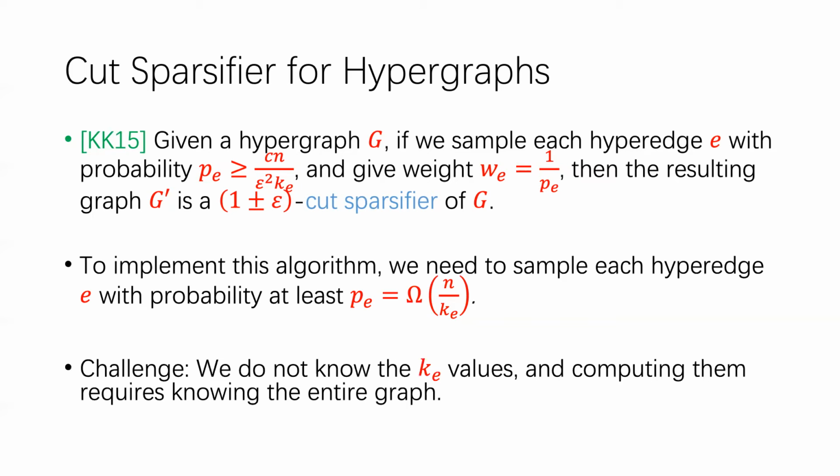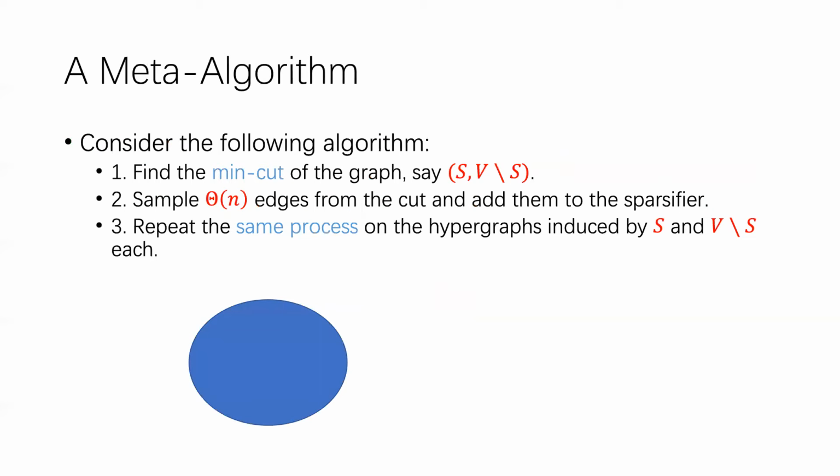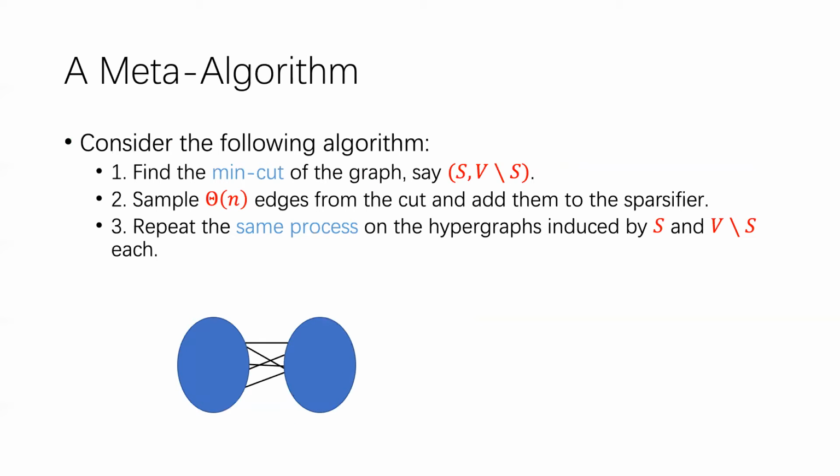And the main challenge is we do not know the KE values, and computing them will require knowing the entire graph. So let's consider the following meta-algorithm. Given a graph, we first find the minimum cut. Let's say the minimum cut is S and V minus S. And then we sample about n edges crossing the cut and add them to the sparsifier. Then we will repeat the same process on the hypergraph induced by S and V minus S.